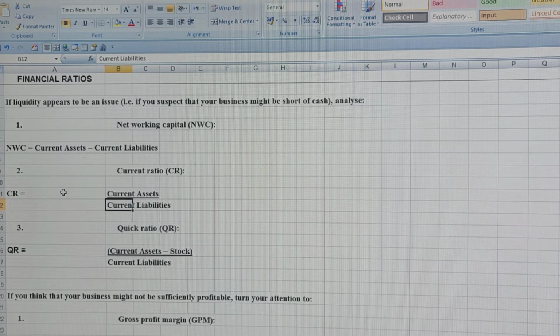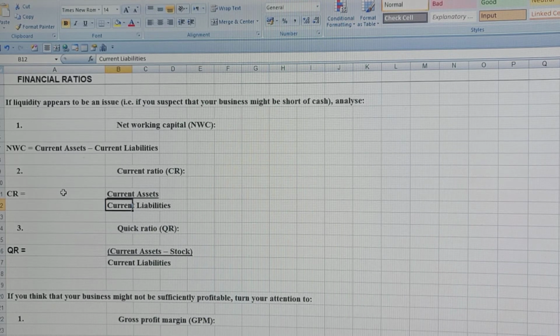This one demonstrates your liquidity, the liquidity of your organization. If your current asset has a relationship of 1-to-1, it means you have just enough cash and other liquid assets, that is assets that you can sell off for money, to pay off your current liabilities. Just enough. Ideally, it should be 1.5-to-1.